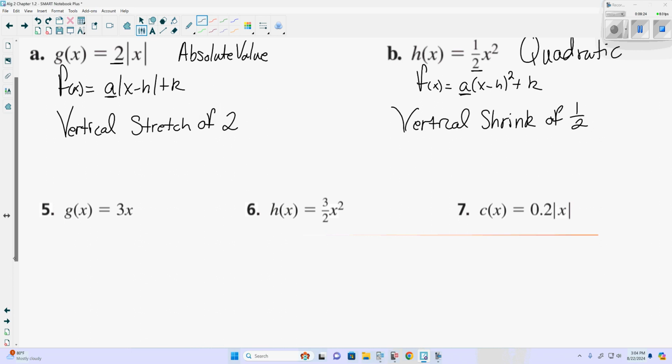Any questions on b before we move on to number 5? So it's 5, 6, and 7 done the same way as this.